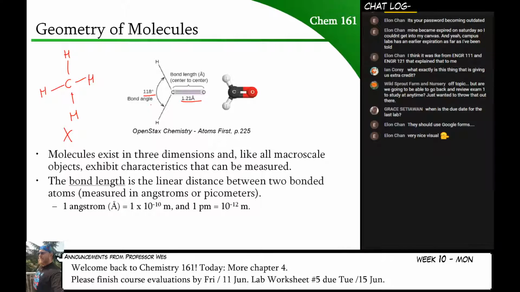So the bond length is measured in angstroms or picometers. If we measure it in angstroms, we get a number between like 1 and 4. So that's why angstroms are used specifically for bond length. With picometers, when you measure bond length, you're going to get a distance between like 100 or 500 or something like that.